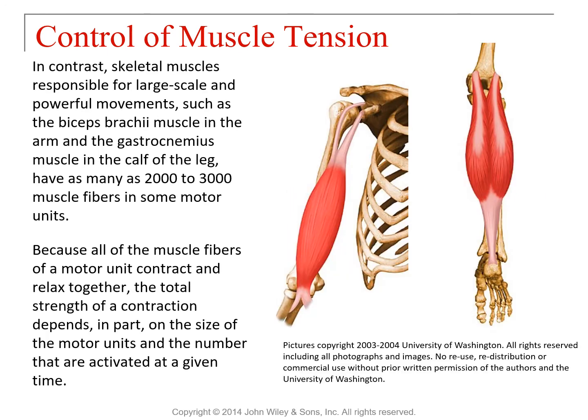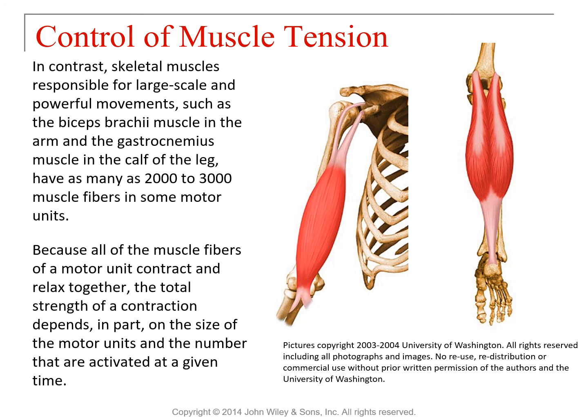Now, the other side of the scale is skeletal muscles that have to carry out large scale and powerful movements. The biceps brachii in the arm, which is pictured here, and the gastrocnemius, which is the calf muscle in the leg, can have 2,000 to 3,000 muscle fibers in some of their motor units. Because when neurons branch, again, they send an equivalent action potential at the same time to each of the cells in the motor unit.